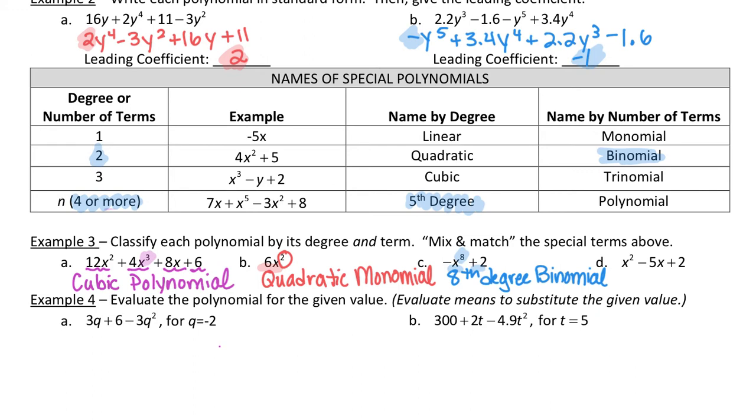Let's see if you can figure out what this last one is on your own. So hopefully you noticed that this is 2nd degree. So this would be a quadratic. And we've got 1, 2, 3 terms. So it's a quadratic trinomial.